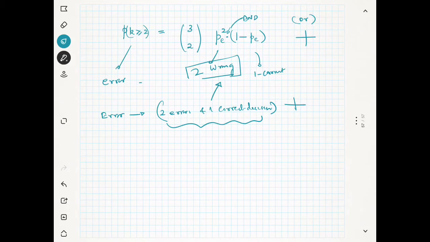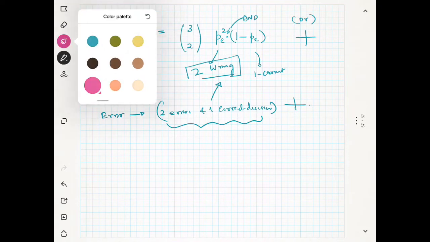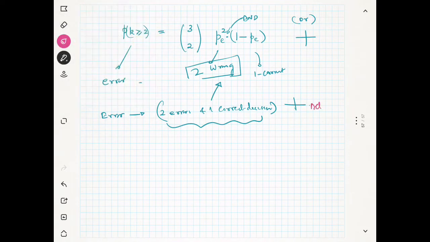Now all 3 may be in error. Out of 3, all are error, that means error cubed. Okay, this is the idea. Now I can find the probability of error by just simplifying this.